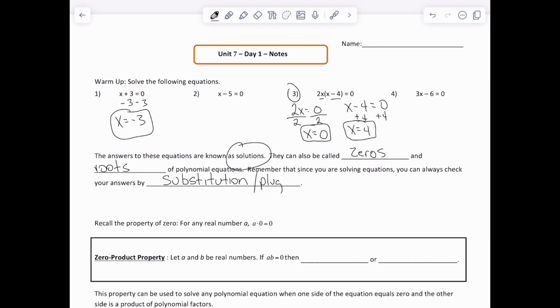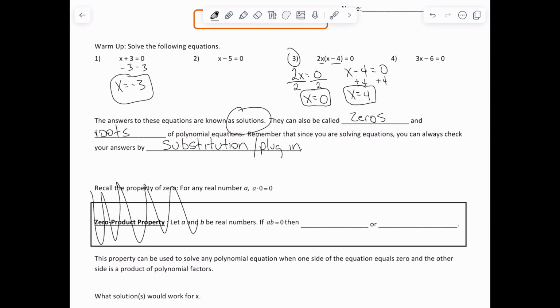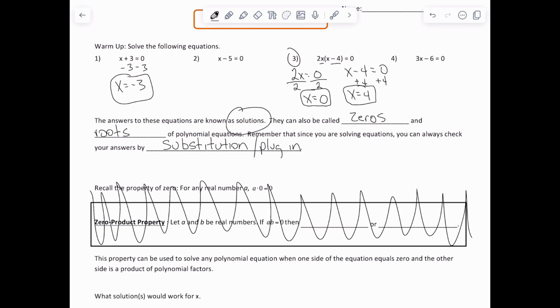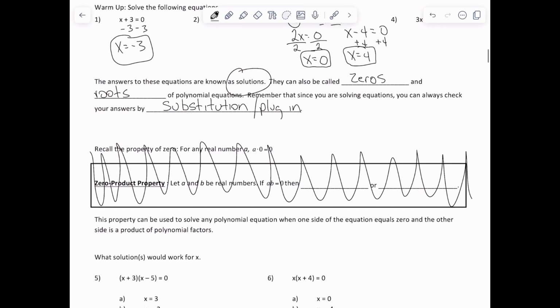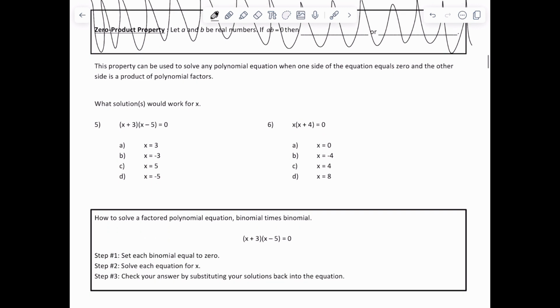Just to kind of show you what that means. Okay, I'm going to skip the zero product property rule for right now. It's kind of intuitive, so I don't necessarily need to go over that. We'll just talk about how to solve these, and you'll get the picture on that.